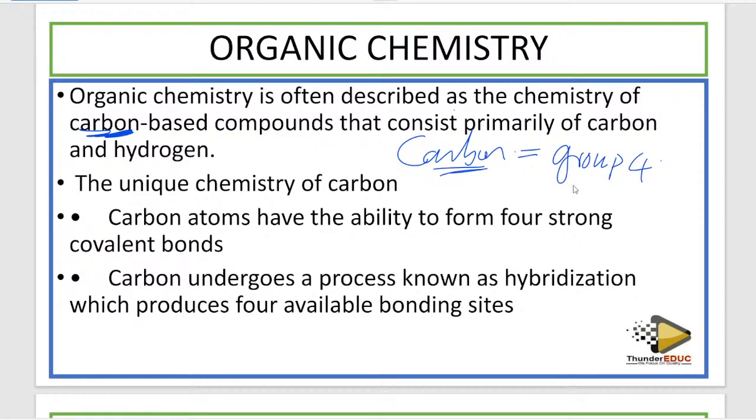It means that it is able to donate or to share the 4 electrons which are remaining. Remember, it is supposed to be 8 on the outermost shell, but because it is found in group 4, it is remaining with 4 electrons to become 8 to be stable. So because it is found in group 4, it has unique characteristics which I'm going to share with you, and that is going to make us understand the concept of organic chemistry.